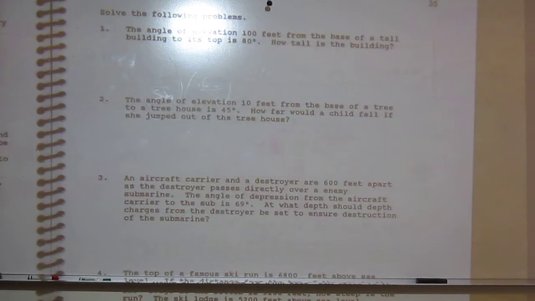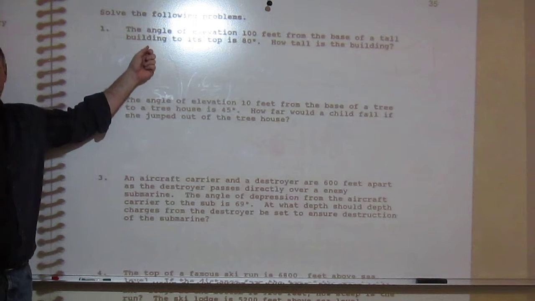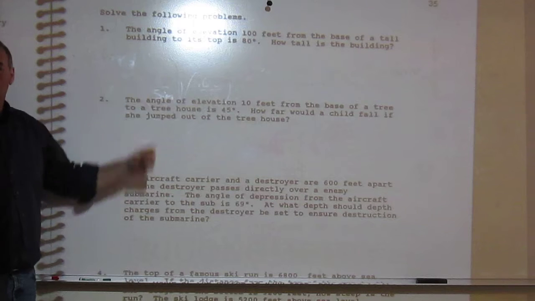So, number one, let's do a problem and see how we're going to solve it. Angle of elevation 100 feet from the base of a tall building to its top is 80 degrees. How tall is the building? Would this be useful out in the field if you were doing a tech sketch of a building? Yeah, you bet it would.